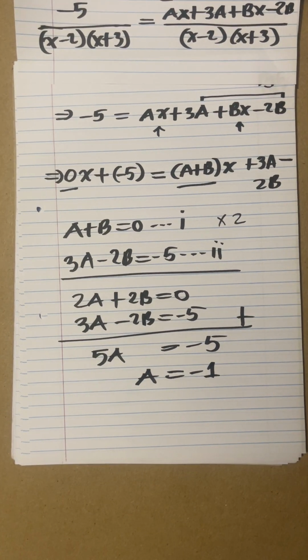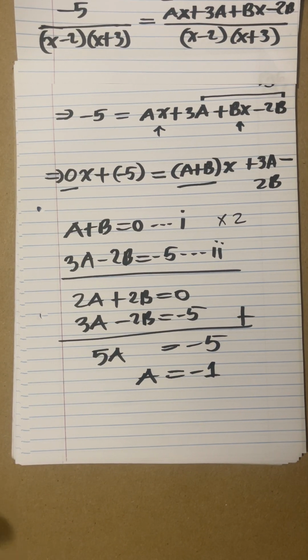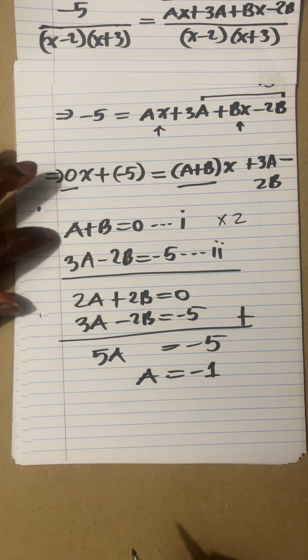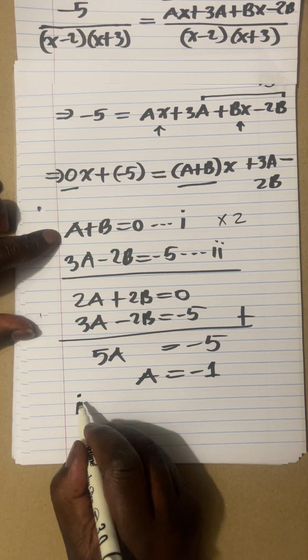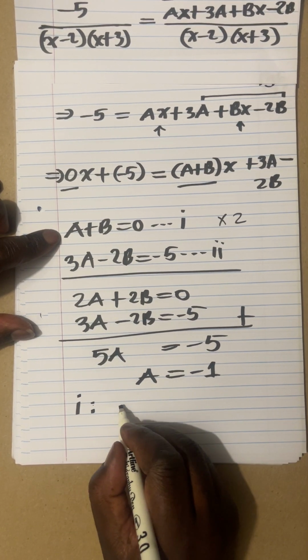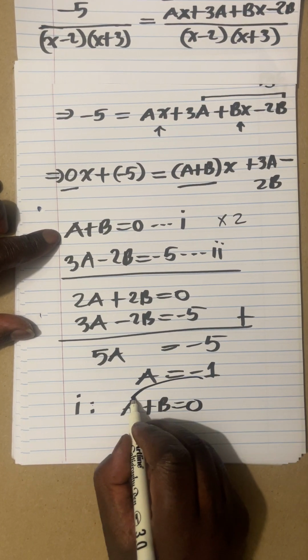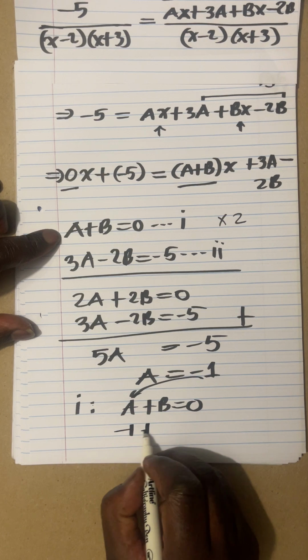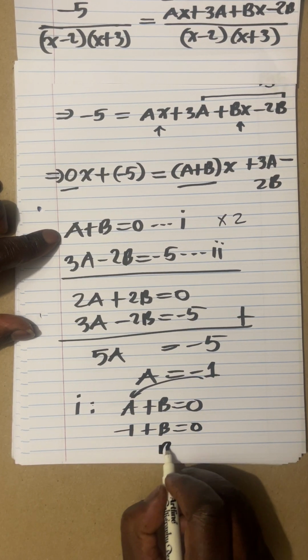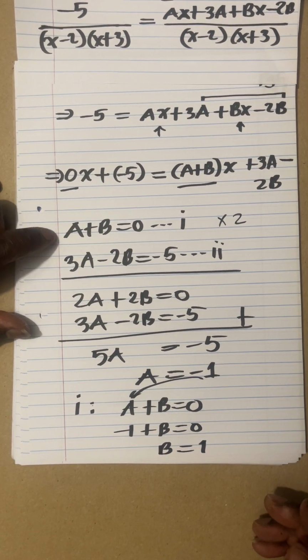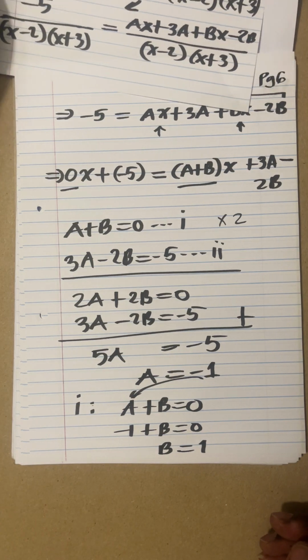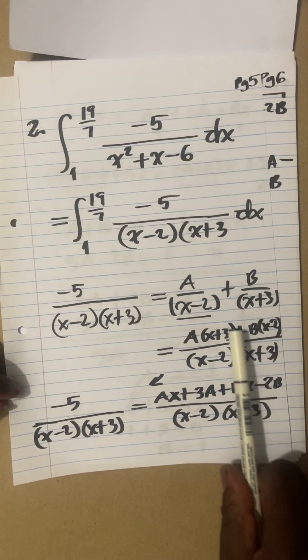Fantastic. Now we have to find the value of b. Now, how do we find the value of b? We go back to equation number 1. What does equation number 1 say? Equation number 1 says a plus b equals 0. What is a? A is minus 1. Minus 1 plus b equals 0. Clearly, b equals 1. Now we have constant values of a and b in that part there.